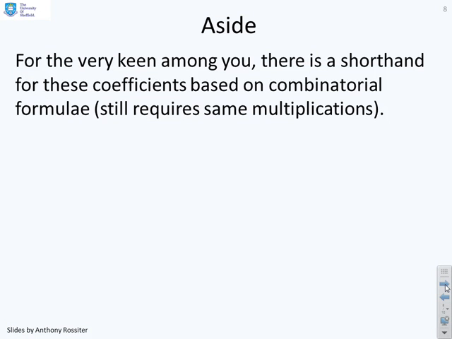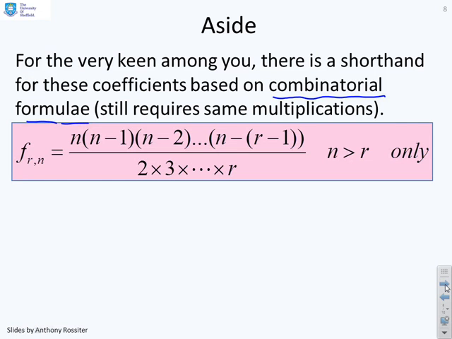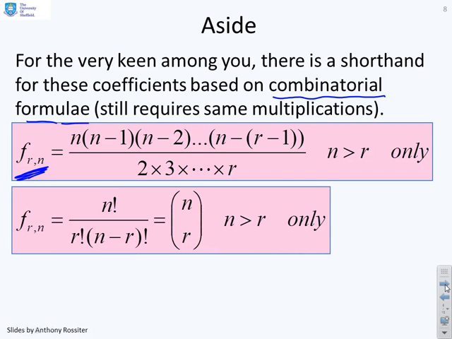So if you're keen, there is a shorthand for these coefficients based on combinatorial formula, and this does come up sometimes on A-levels. So here's the formula that we've said, the general formula for frn, and you say, golly, that's a bit of a mess. However, it can be shown that this is the same as this formula here, n factorial divided by r factorial times n minus r factorial.